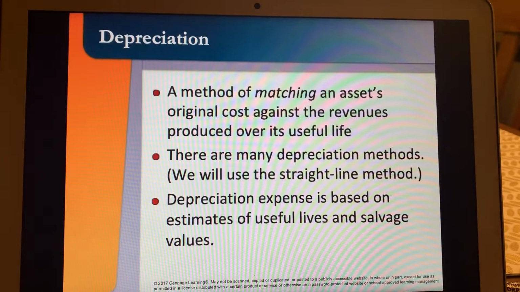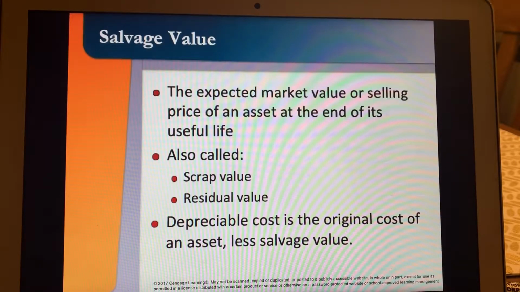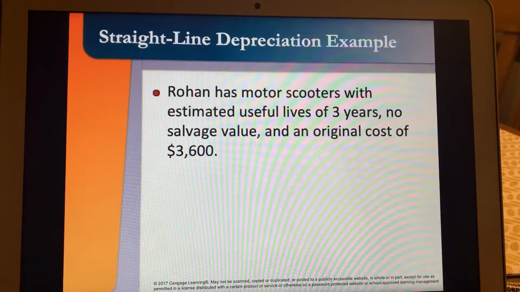Depreciation expense is based on estimates of useful lives and salvage values. So we'll get into a little bit of that. Salvage value is the expected value or selling price of an asset at the end of its useful life, also called scrap value, residual value. Depreciable cost is the original cost of an asset less salvage value.